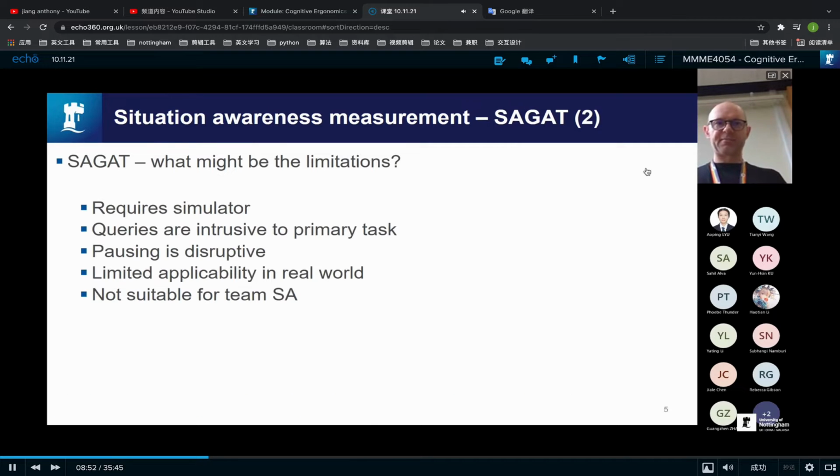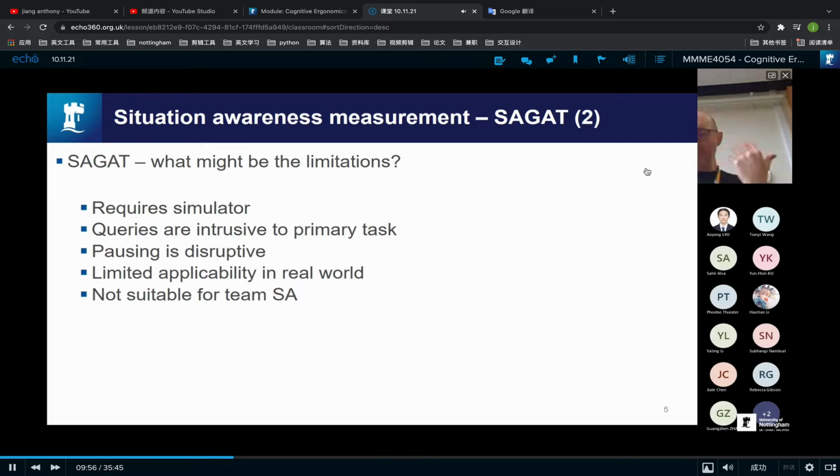So here are some of the limitations of SAGAT. It requires a simulator, as we've discussed already. The queries are intrusive to the primary task. Because you interrupt the operator and then query them about their situation awareness, that's going to be intrusive to the task, isn't it? If you remember, we looked at task switching costs during the exercise that we ran when I was pinging you on Teams and you were doing Sudoku. There's a cost to interrupting the task, and that would be the same here if you freeze the task to run these probes. So the pausing is disruptive, and there's limited applicability in the real world. If somebody is in control of a nuclear control room, you're not going to blindfold them and say, stop looking at the task and answer my situation awareness queries. That's not safe. That wouldn't be appropriate to do.